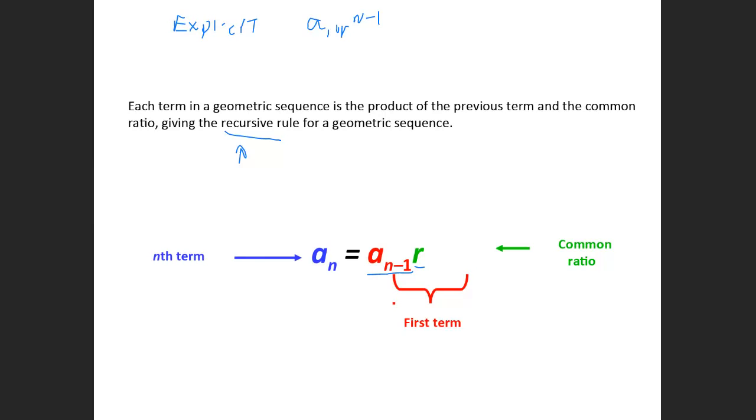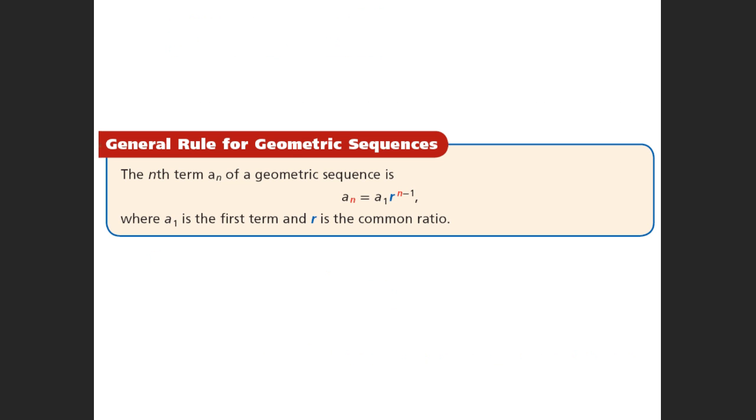Rarely do you ever use the recursive in geometric sequences. Usually we use explicit formulas because now you can find any term. So if I wanted to find the 10th term, I just put 10 in for n. Here, to find the 10th term, I have to find the first, the second, the third, the fourth, the fifth, the sixth, the seventh, the eighth, the ninth, the 10th. That's why recursive formulas are not used too often, because they're not as useful as explicit formulas. So this is my explicit formula. a sub n is equal to a sub 1 times r to the n minus 1.